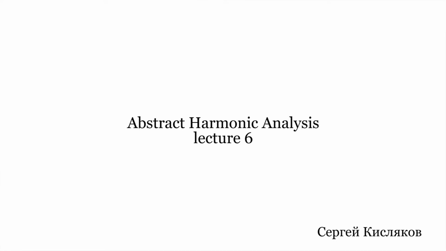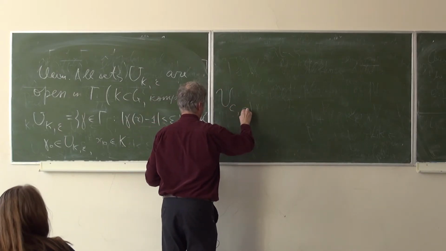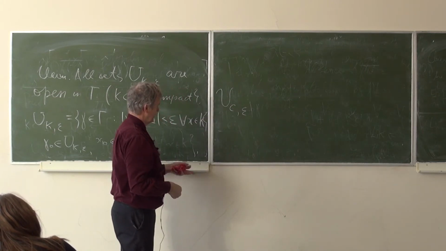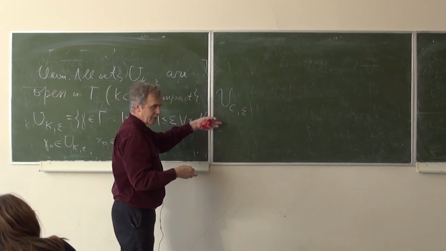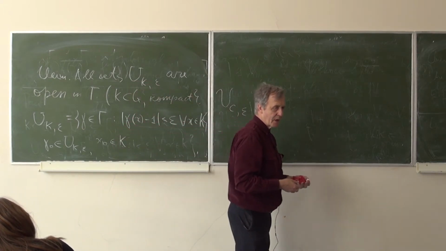Claim about these sets we see, epsilon, where C is a compact subset of the group gamma. So the claim that they are open, I will skip this proof as I told, because this is basically the same.